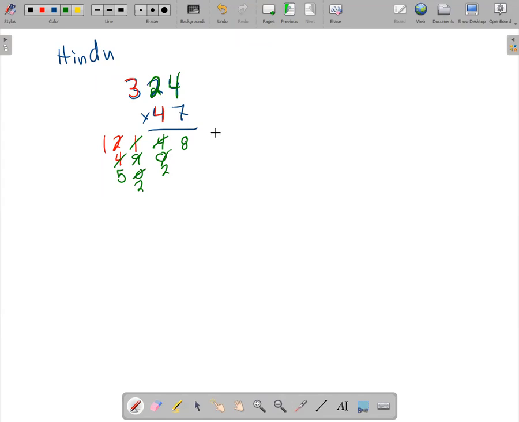And that's how billions of people around the world are taught to do multiplication. Billions of people do it that way.